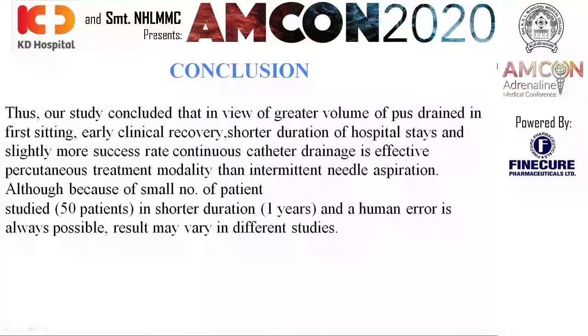Thus, our study concluded that in view of greater volume of pus drained in the first setting, early clinical recovery, shorter duration of hospital stay, and slightly more success rate, continuous catheter drainage is an effective percutaneous treatment modality than the intermittent needle aspiration group. Although, because of the small number of patients studied in a shorter duration, and human error is always possible, results may vary in different studies. Thank you.